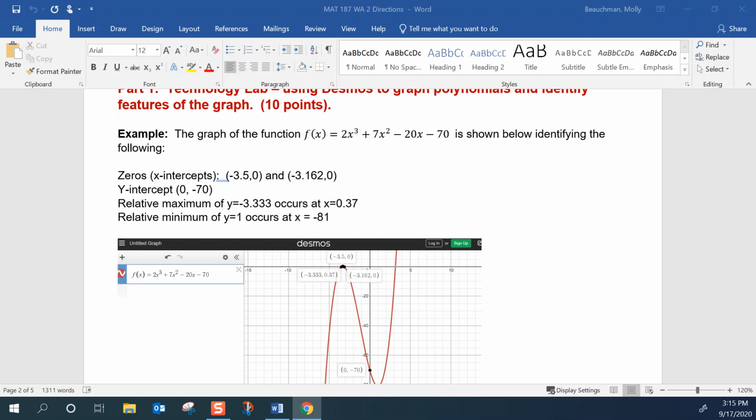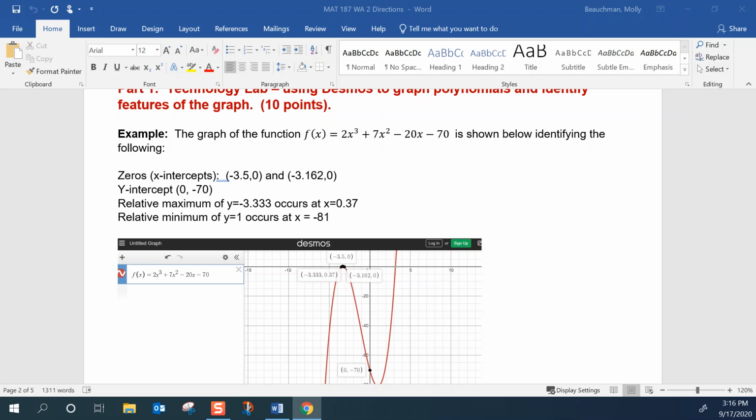So type it into Desmos, and I'm going to type it in, and then I'll share the screen. So we have y equals 2x to the third plus 7x squared minus 20x minus 70. Before I share the graph, there are some things that you can find. If you put a 0 in for x, that will give you the y-intercept. So f of 0 is equal to negative 70. So we know that our window has to go at least to negative 70.